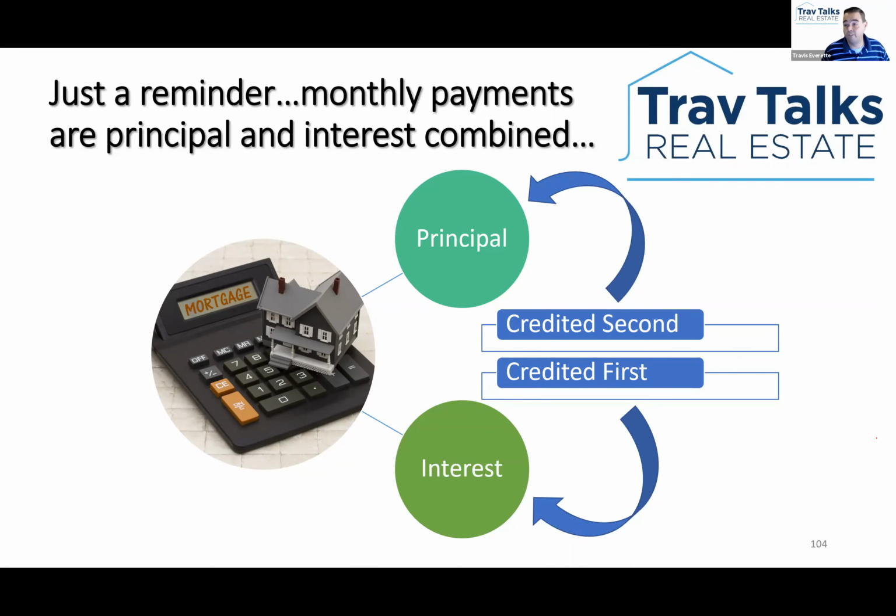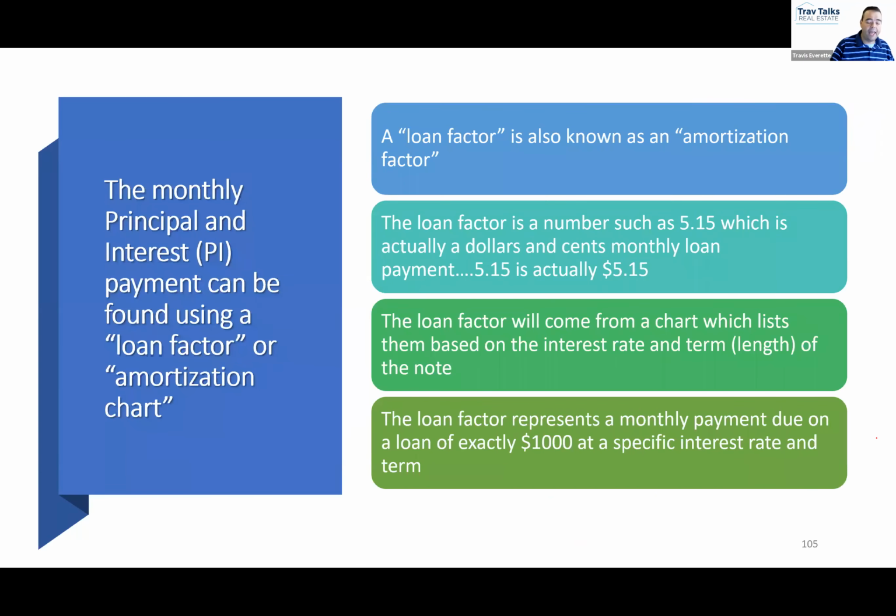If there's only $50 left after the interest gets paid, well, then, oh, well, that's all that gets credited toward the principal: $50. Okay. So, because the interest is always going to get deducted first. When that monthly payment is set, it is set using something called a loan factor or an amortization factor. A loan factor or amortization factor is simply a number that tells you what the monthly payment is going to be.